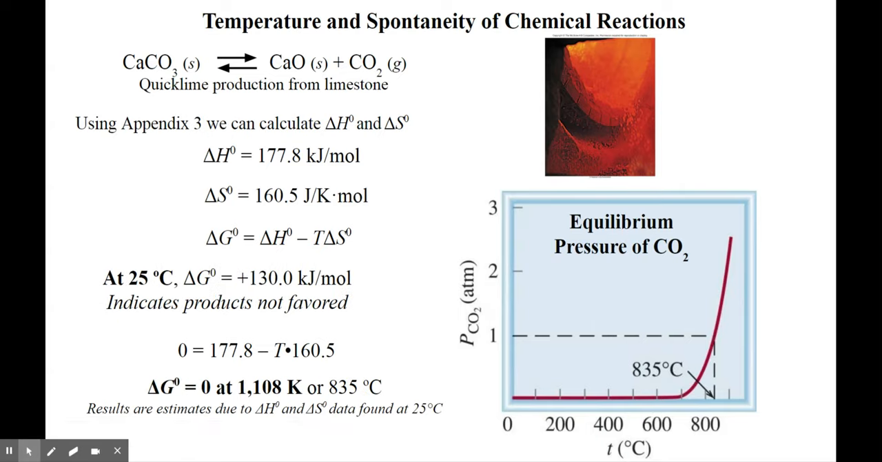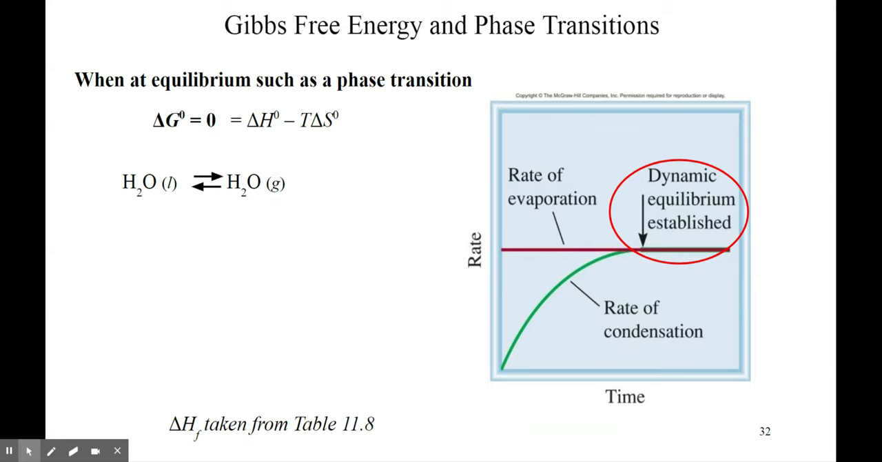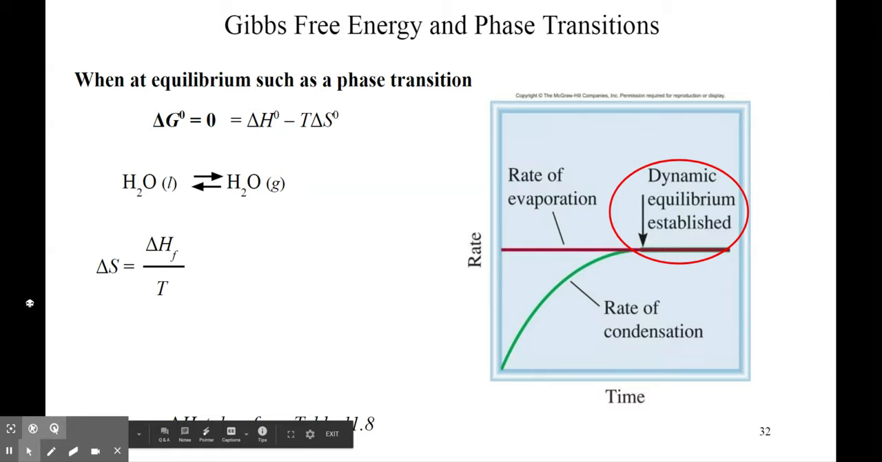Okay, another way we can use this is for phase changes, to see when they're going to occur based on temperature. At phase changes, we know the system is in equilibrium, and so delta G, our free energy, is equal to zero. So we want to know, given our enthalpy and our entropy values, the temperatures. Let's look at vaporization of water. From a liquid to gas is vaporization. From a gas to liquid is condensation. And we have this value. There we go, that looks better.